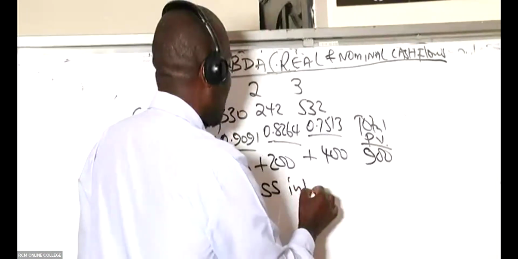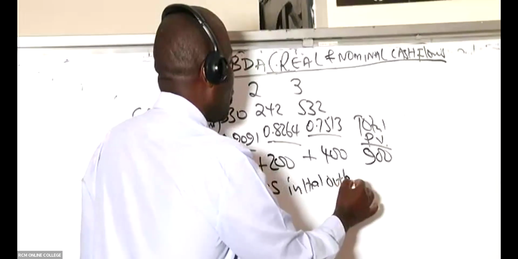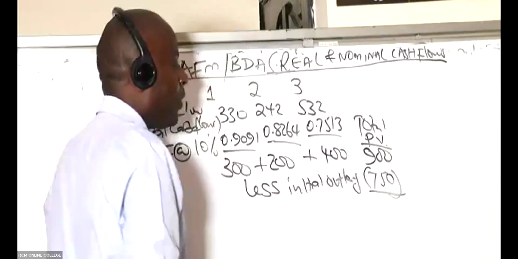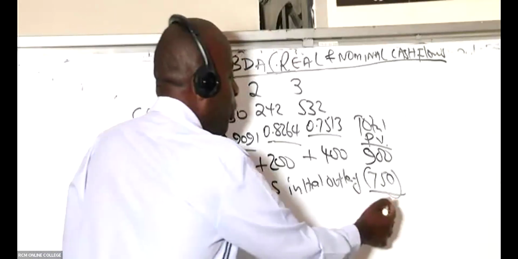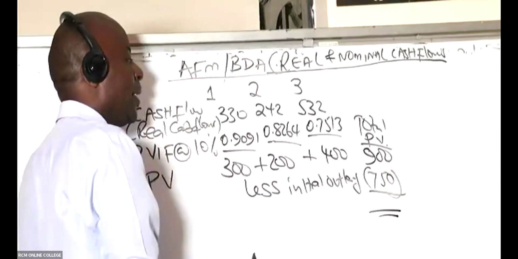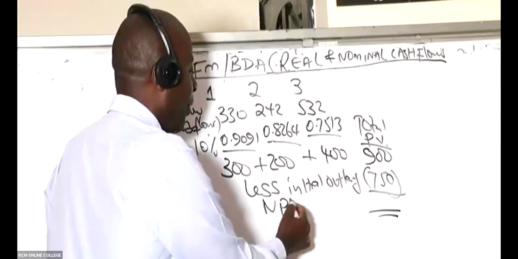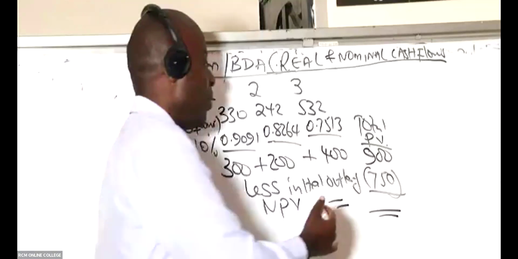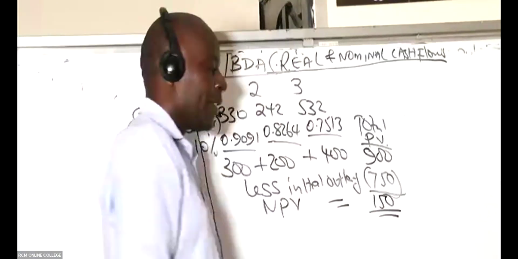And then we'll come and less the initial outlay. The initial outlay, you guys gave me a figure of 750. So then are you able to come, ladies and gentlemen, in this case here, and give me the net present value? Net present value, they're giving me 150.